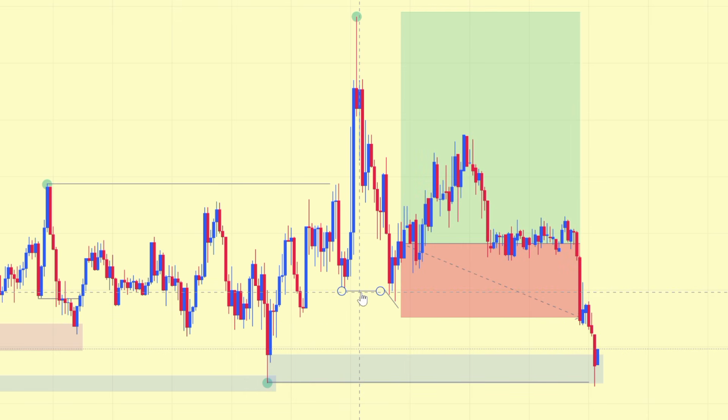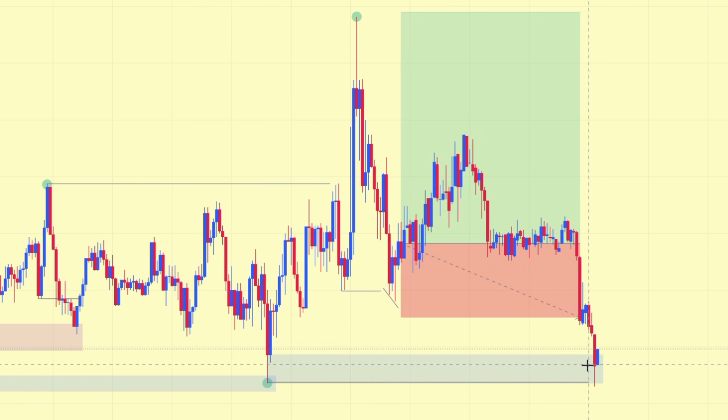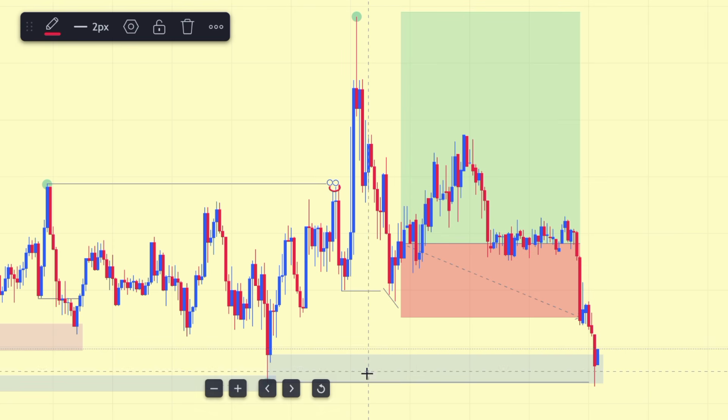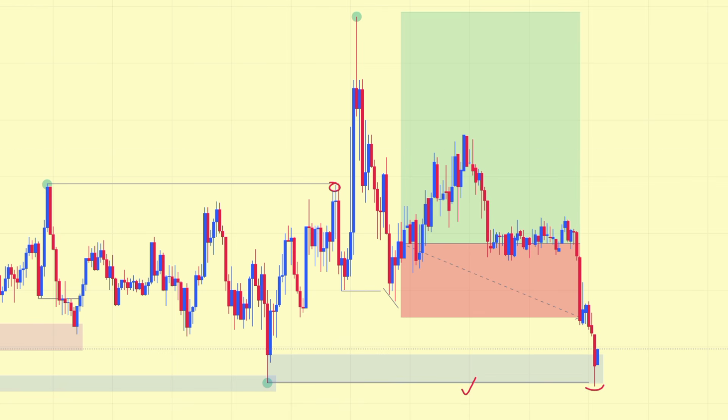It's because this one is a major inducement. If it was a minor inducement, then I wouldn't have taken this buy. I would wait for price to mitigate the rejection block or sweep the major inducement. But since this is the major inducement, because we confirmed that price wicked above here, this means that even if it's a break by a wick, it's possible that price can make a reversal now.